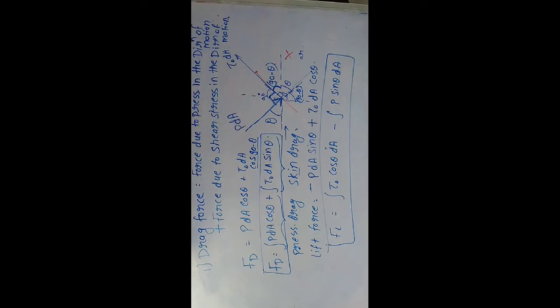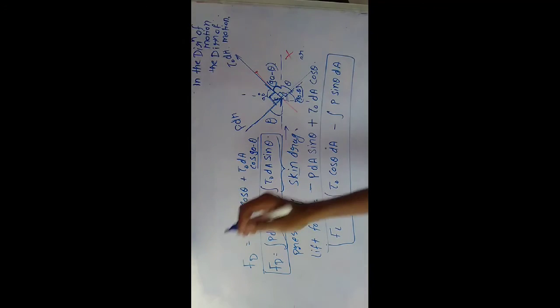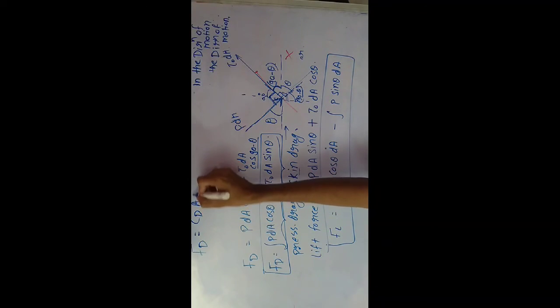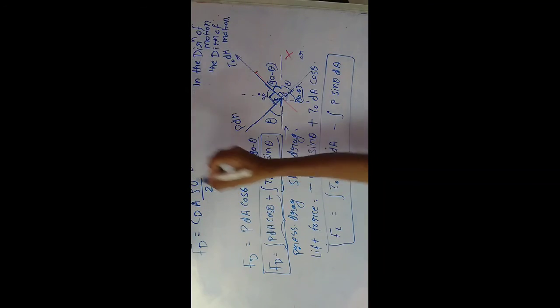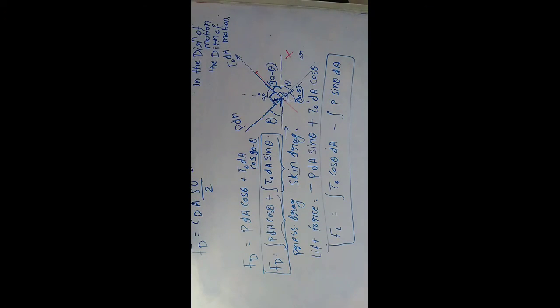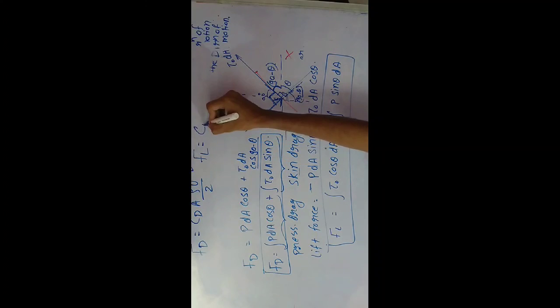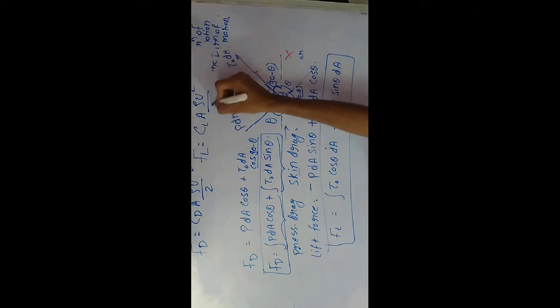Mathematically, the formulas for FD and FL are: FD is equal to CD A rho u square by 2, and FL is equal to CL A rho u square by 2, where CD is the coefficient of drag and CL is the coefficient of lift, and A is the projected area of the body perpendicular to the direction of flow, or the largest projected area of the immersed body. We will discuss this in the next class.